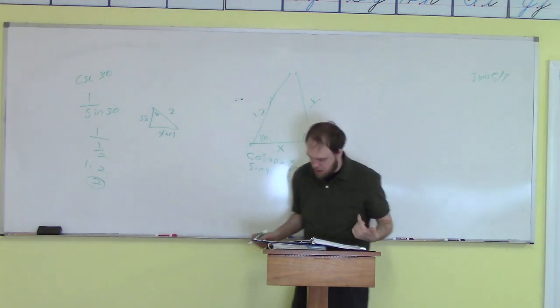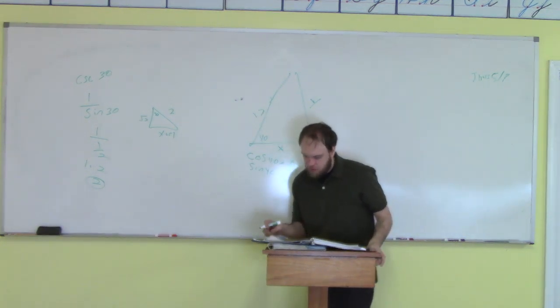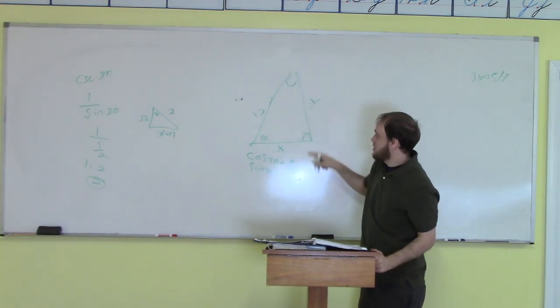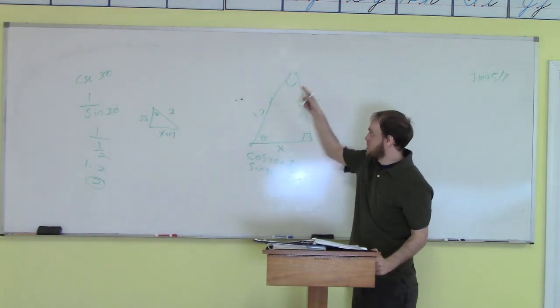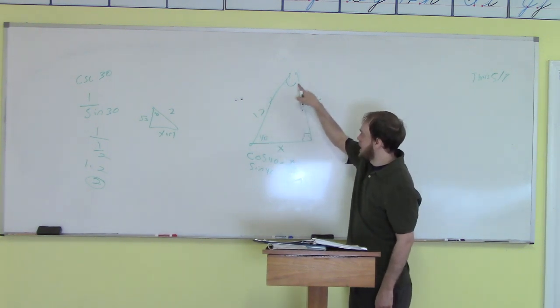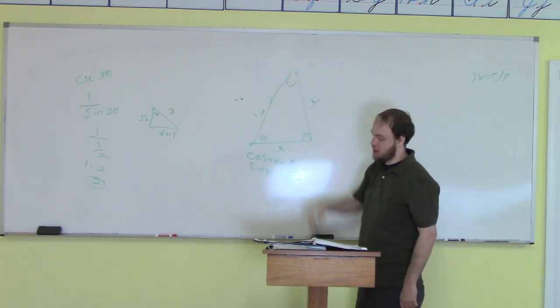Number 5 works the same way, only they give you different information. To figure out what the missing angle is, that's easy. You would just take 90 plus 40 and subtract from 180. These two added together, subtracted from 180, will give you the missing angle. So that's straightforward.